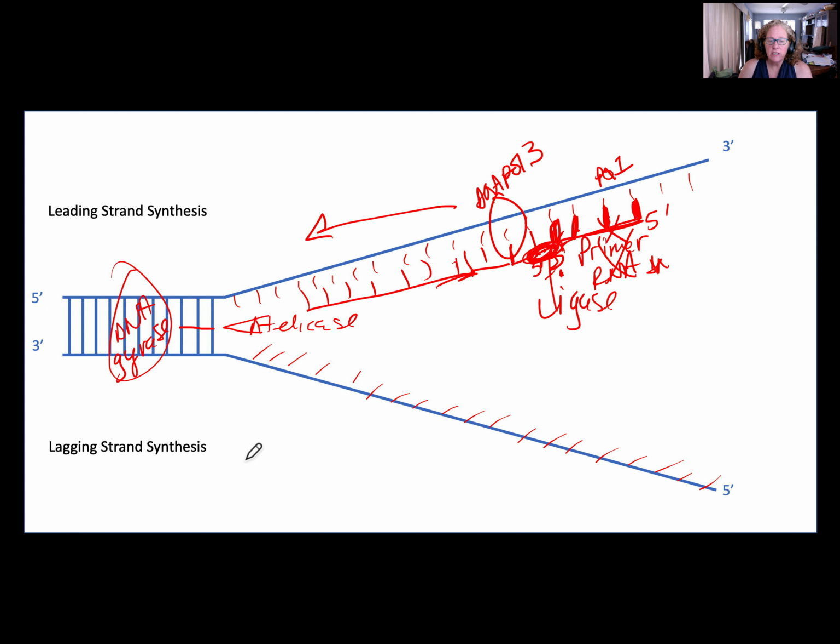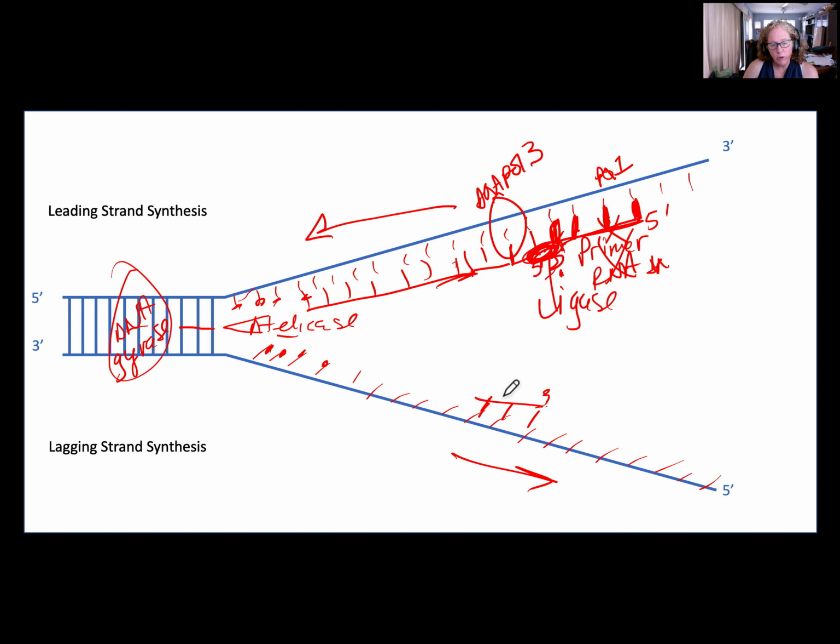Lagging strand synthesis is the exact same step. So I have helicase and gyrase. Well, of course, remember we had our single-stranded binding proteins on here. I forgot that in the first one. There you go. I'm going to add my primer. And instead of moving with the replication fork and lagging strand, I have to move away from it.